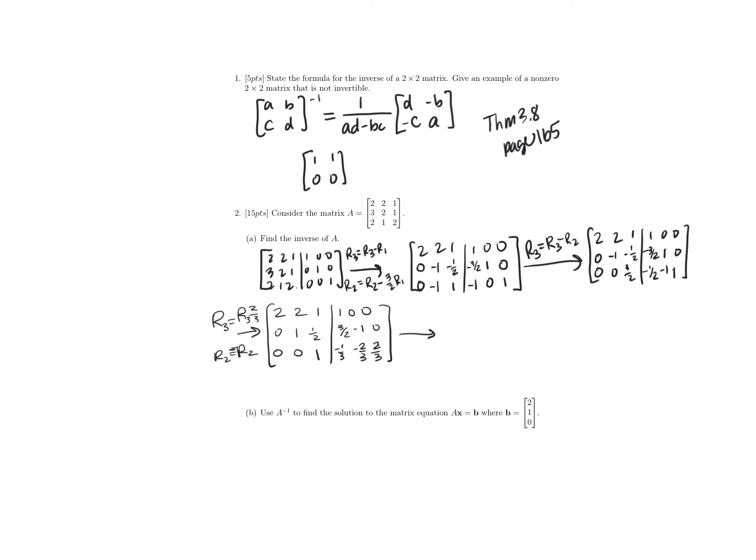We're going to get rid of that stuff in the above that bottom one. So we'll say row 2 is equal to row 2 minus 1/2 row 3, and row 1 is equal to row 1 minus row 3. And so 2, 2, 0, 0, 1, 0, 0, 0, 1, but we've got to figure out what happened over here.